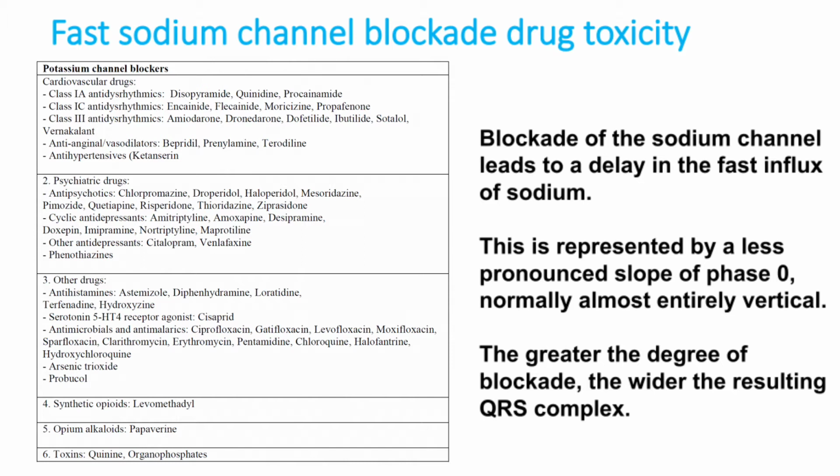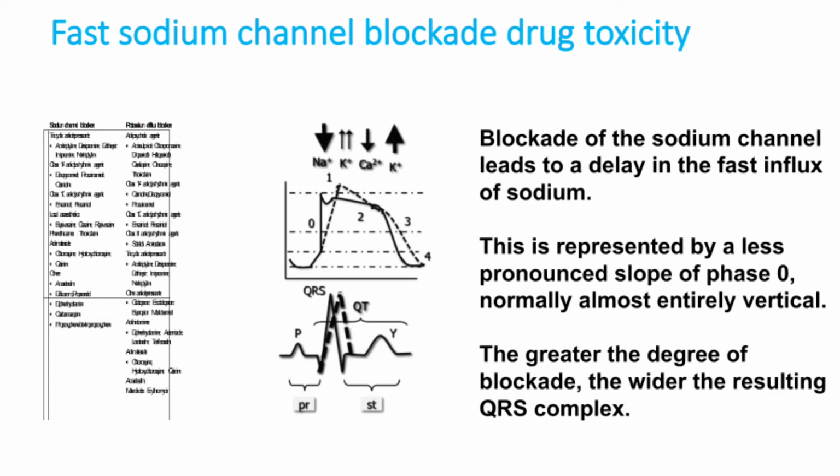Blockage of the sodium channel leads to delay in fast influx of sodium, especially in the cardiac cells. This is represented by a less pronounced slope of phase 0 of the cardiac cycle, normally almost entirely vertical. The greater the degree of blockage, the wider the resulting QRS complex. The commonest ECG finding you see in fast sodium channel blocker drug toxicity is a wide QRS complex. Later it can produce ventricular tachycardia or ventricular fibrillation. But the common finding is always, as you can see here in the picture, a normal QRS, and because of the drug's toxicity, you can get a wide QRS complex.